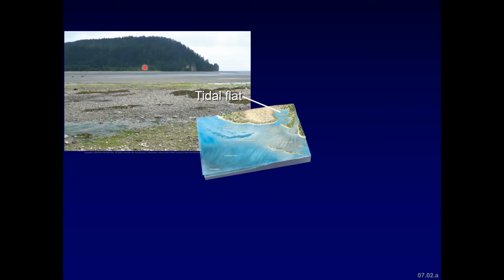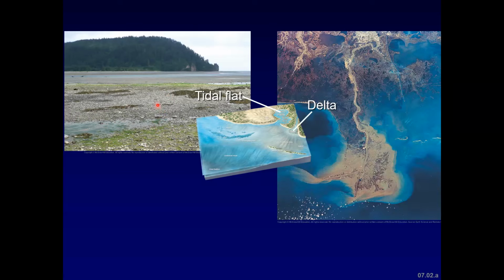So tidal flats are low areas flooded by sea during high tide, but exposed during low tide. So you see a lot of mud here. This is the Olympic Peninsula in Washington. Deltas can extend for many kilometers beneath the waters of the ocean. This is the Mississippi Delta in Louisiana.